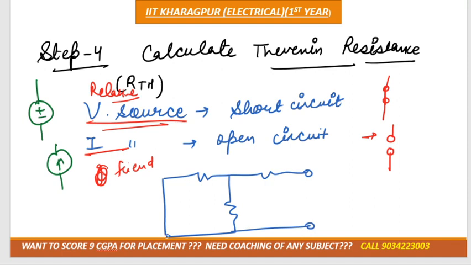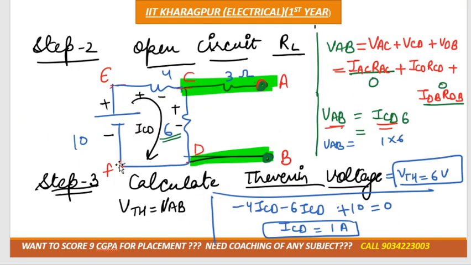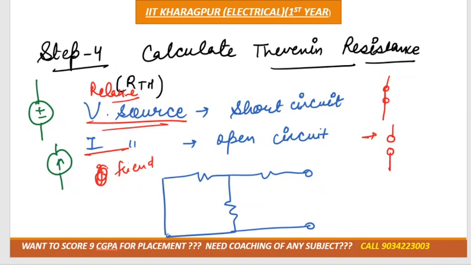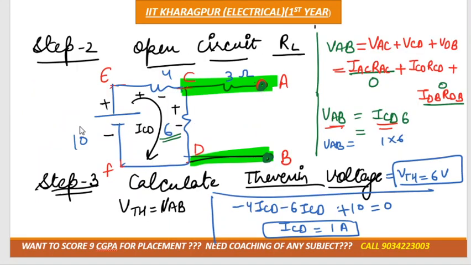Rest of the diagram is the same, right? We just short circuit the voltage source. This one was the diagram. We just remove the voltage source and short circuit it. Okay.